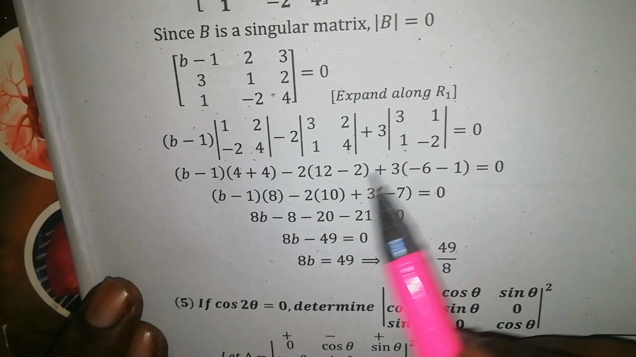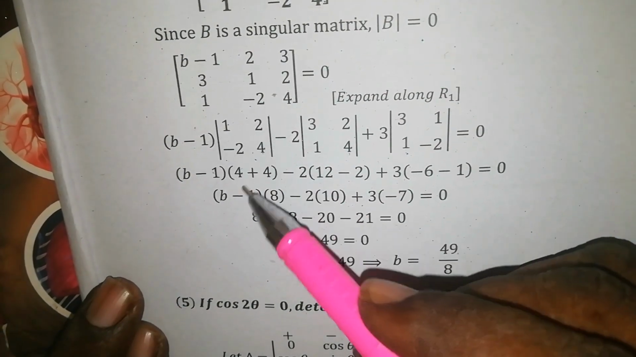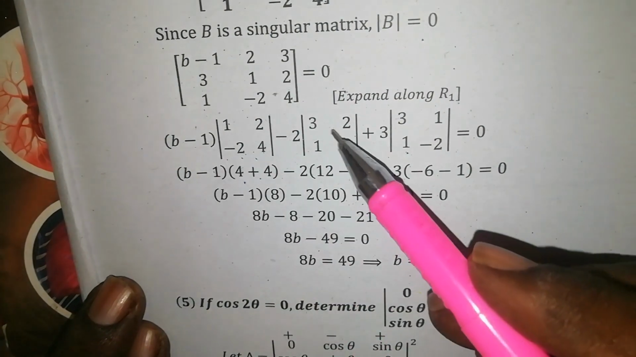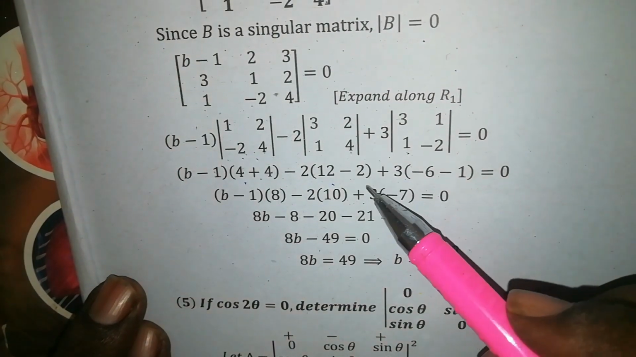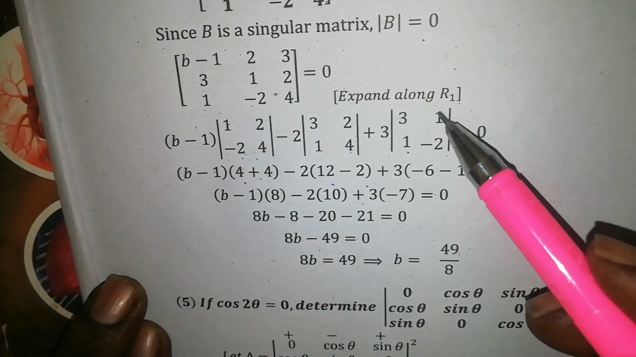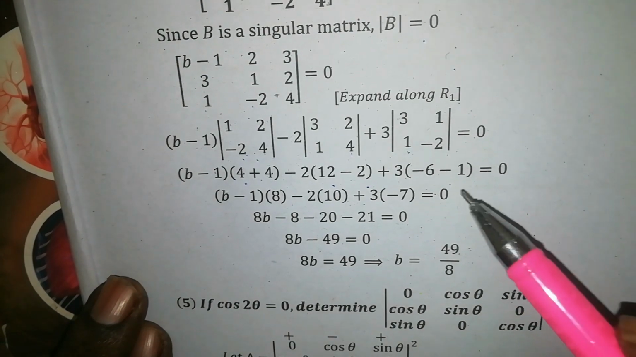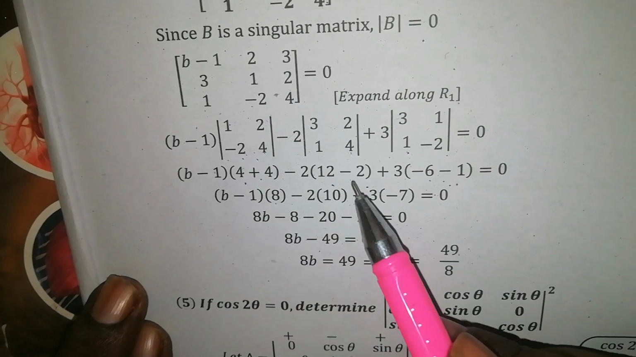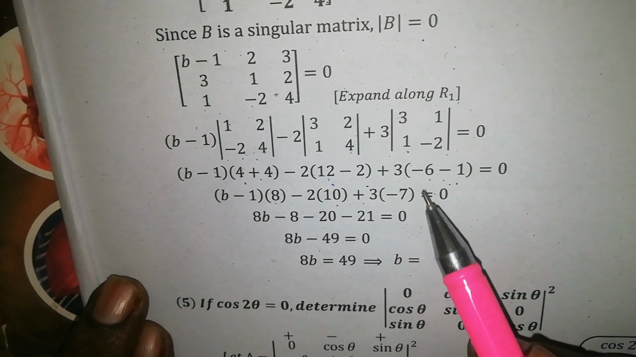Now take the cross multiplication. 1 into 4 is 4, so minus 4 minus 1 plus 4. Here 3 into 4 is 12, minus 2 into 1 into 1, so minus 1 minus 1. So 4 plus 4 is 8, 12 minus 2 is 10, and minus 6 minus 1 is minus 7.